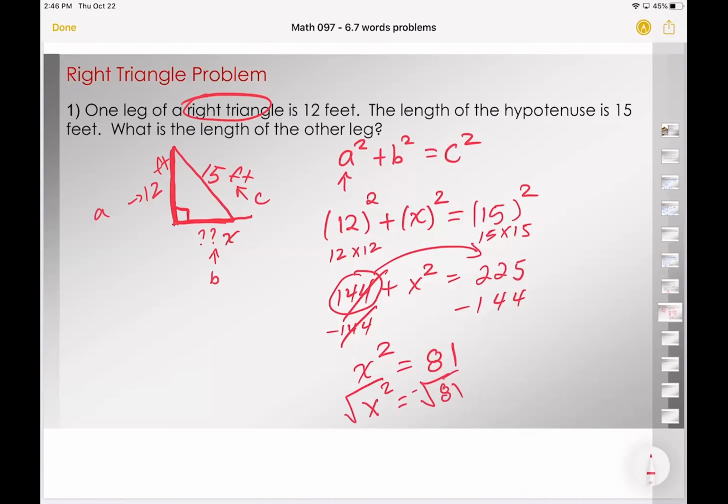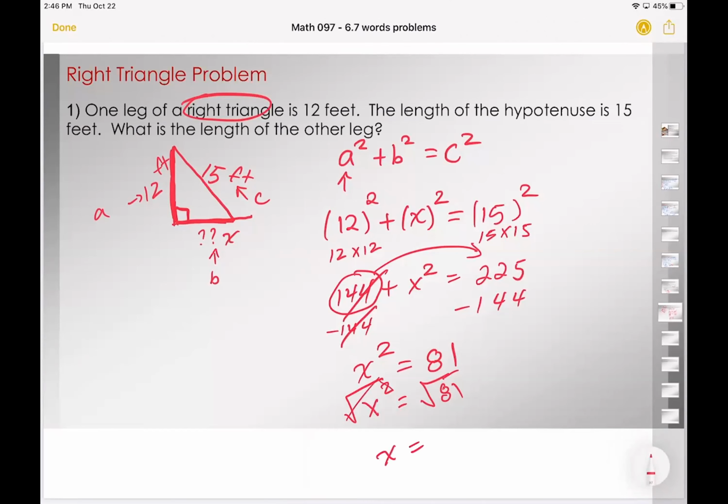For now, the rule is that every time you take a square root on both sides, there will be two answers. One of them will be positive, one of them will be negative. And your calculator can help you, because you will see that the square and the square root cancel out. That will give you an x.